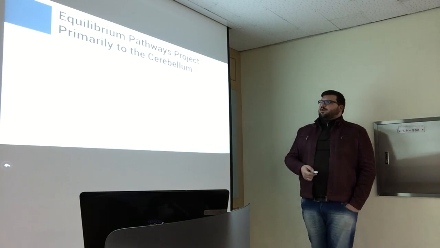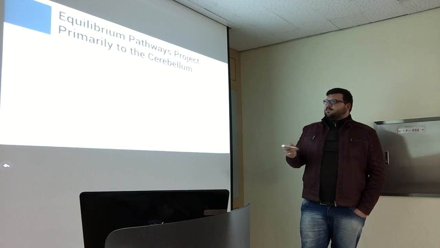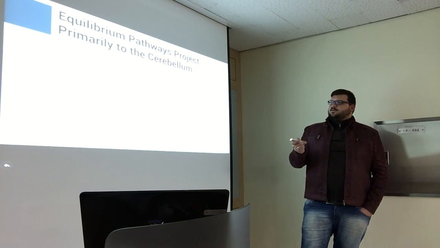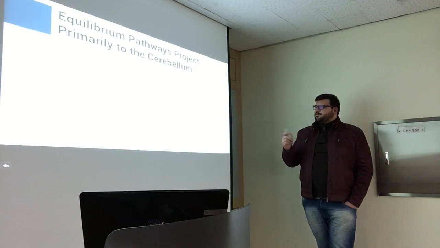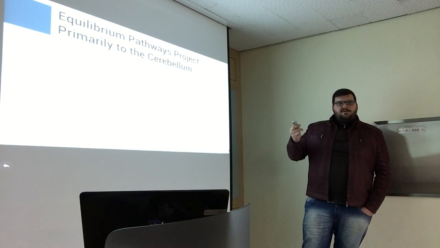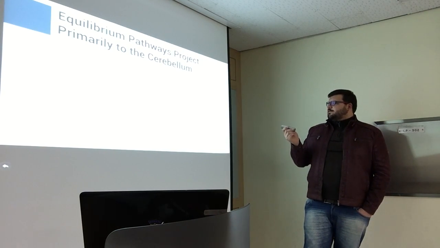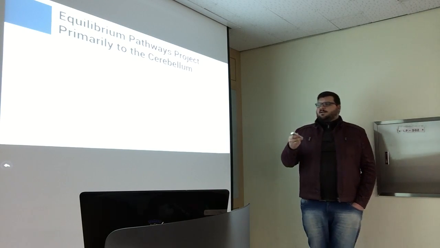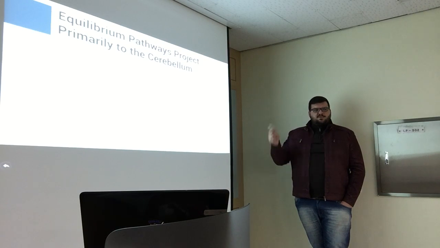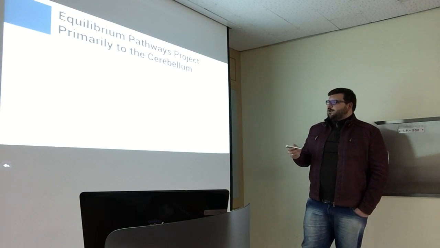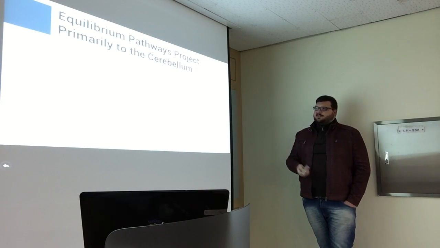Equilibrium pathways project primarily to the cerebellum. These vestibular hair cells release neurotransmitter onto primary neurons, and the vestibular nerve, a branch of a cranial nerve, gives this information to the brain. Those sensory neurons either synapse in the vestibular nuclei of the medulla, or go without synapsing straight to the cerebellum, which is the primary site of equilibrium processing.